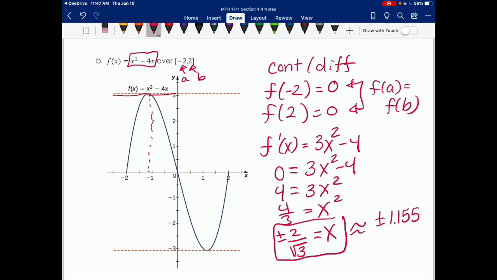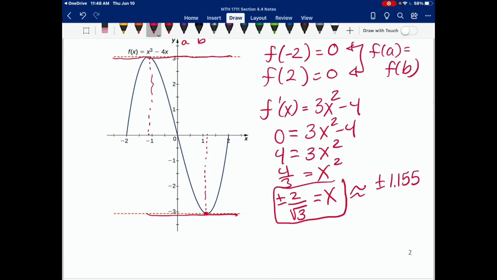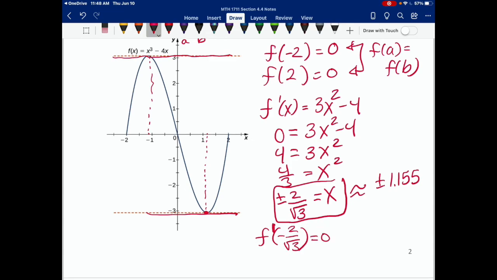So if I come over to a little bit past -1, that's where my tangent line is 0. And then if I come over a little bit past 1 here, that's where my tangent line is 0. So I can say if I plug in -2 over the square root of 3 into the derivative, I get 0. And if I plug in positive 2 over the square root of 3 into the derivative, I get 0. So those are the two x values in which we have a tangent line with a slope of 0.